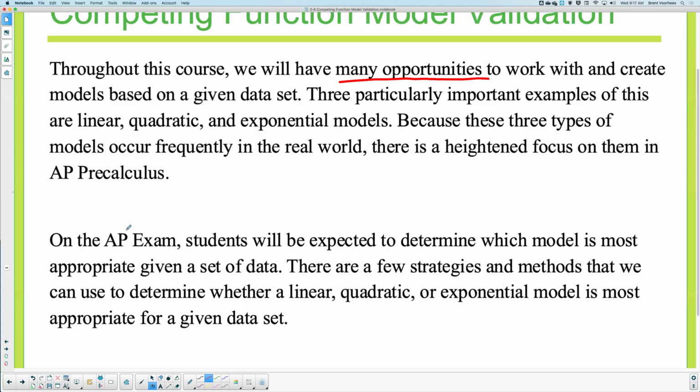On the AP exam, this is why I'm telling you, you can't just forget it. You're going to be expected to determine an appropriate model for a set of data. So this is very important for you. It's not just, hey, we got to do a calculator lesson today, then let's move on. A lot of your AP exam is going to be, are you smart enough to interpret data and figure out what type of math function it is?